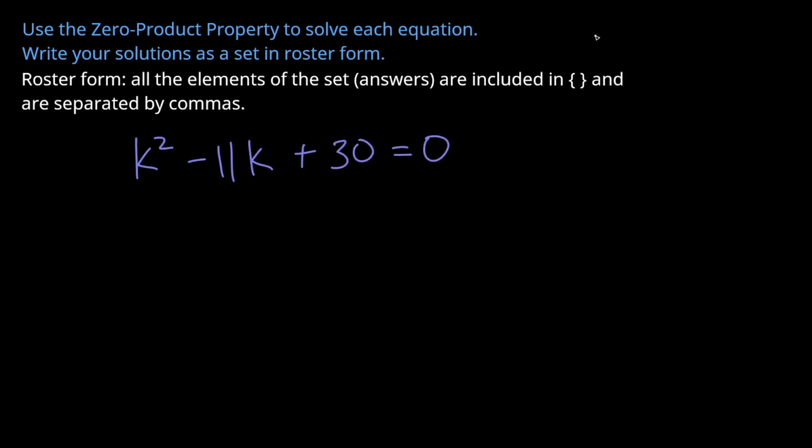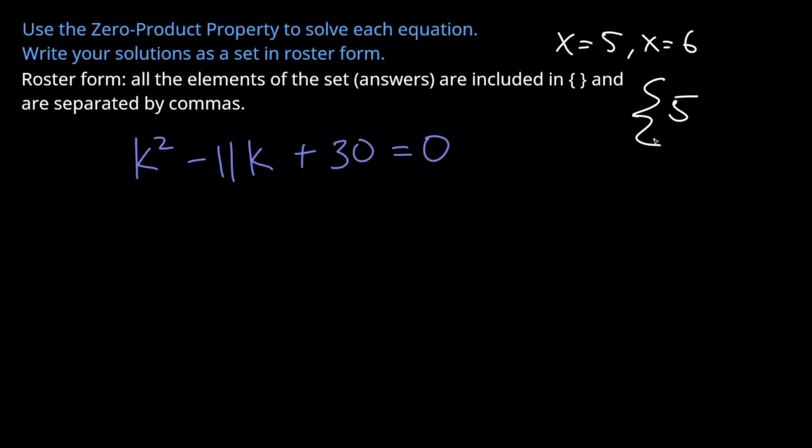So if I solved and said x equals 5 and x equals 6, in a made-up problem, to put it in roster form I would do a curly brace, say 5, comma, 6 to separate each answer, and then close it off with another brace. So that's how I would express the answer.